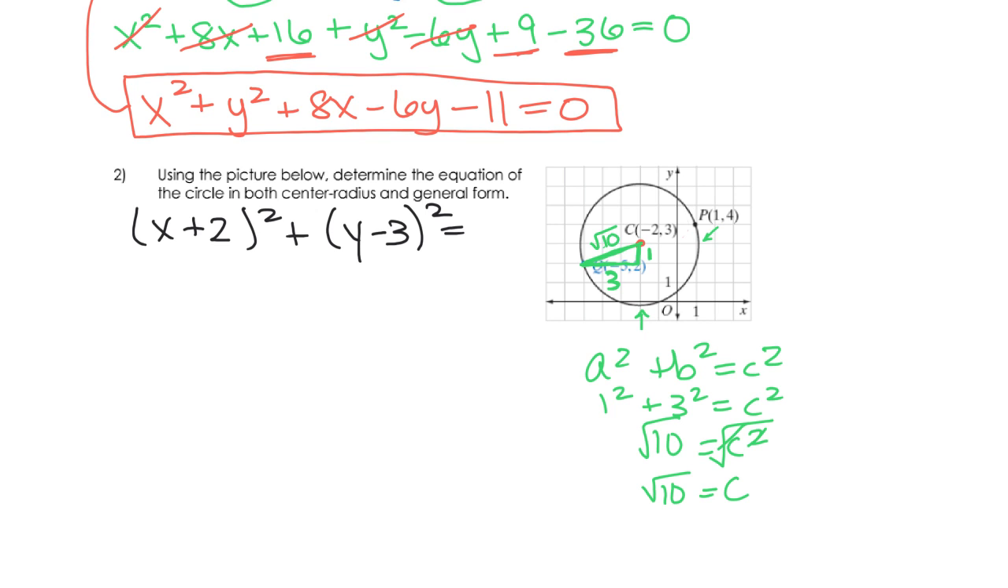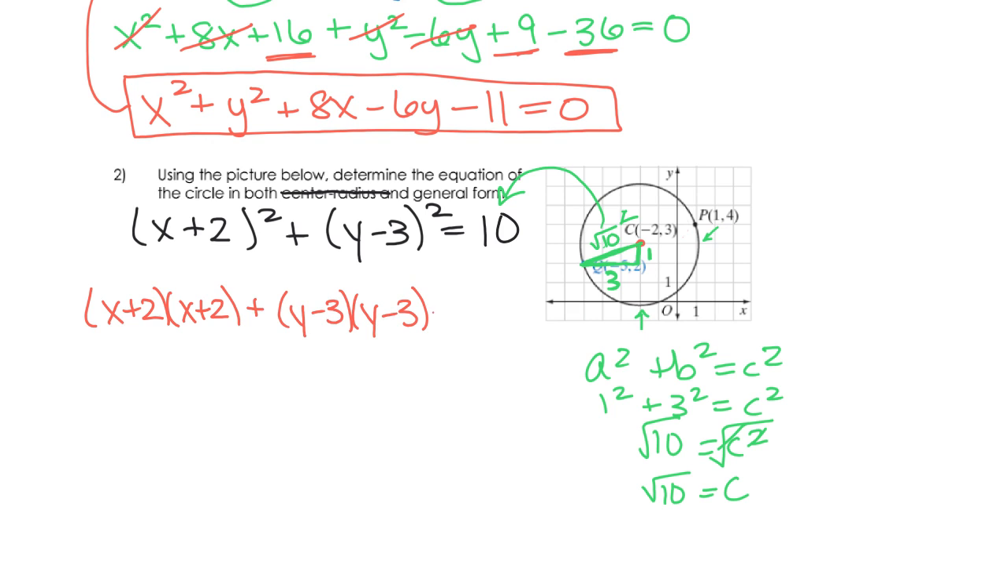And then when I put it in my formula, don't forget that you have to now square it to put it in there. And the square root and the square will cancel each other out, leaving you with just a 10. And there is center radius form. So now what I'm going to do is go ahead and expand it, and expand it, and bring over 10 so I'm equal to 0.